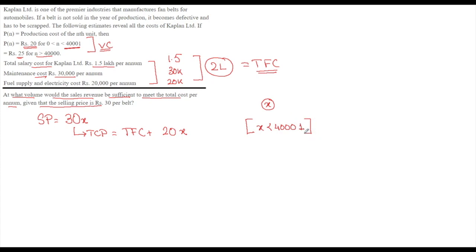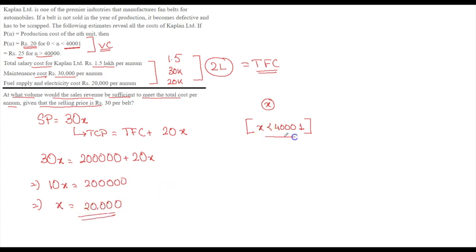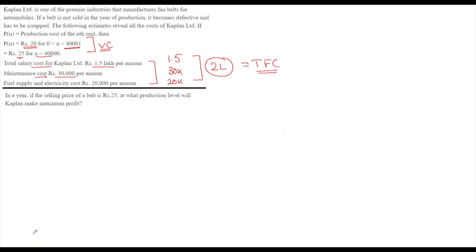provided that X is less than 40,001. So 30X should be equal to 2 lakh rupees plus 20X, or the value of 10X will be equal to 2 lakh, which implies that the value of X is equal to 20,000. Now is X less than 40,001? Yes, it is. So we can take the value of X, which is equal to 20,000, and that becomes the answer for the second question of this set. Let us now look at the third question of this set.